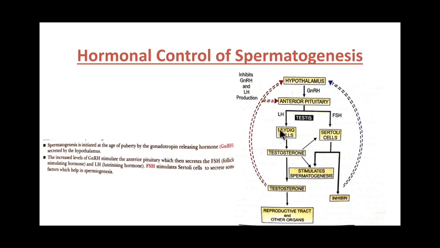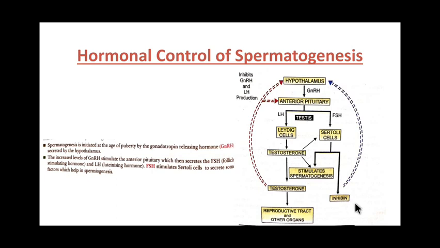Now luteinizing hormone, or we can say ICSH, that means interstitial cell stimulating hormone, stimulates cells to secrete androgens like testosterone, which is essential for spermatogenesis. Now FSH stimulates Sertoli cells to facilitate sperm development, or spermiogenesis. FSH also stimulates Sertoli cells to produce a peptide hormone inhibin that specifically inhibits FSH secretion.